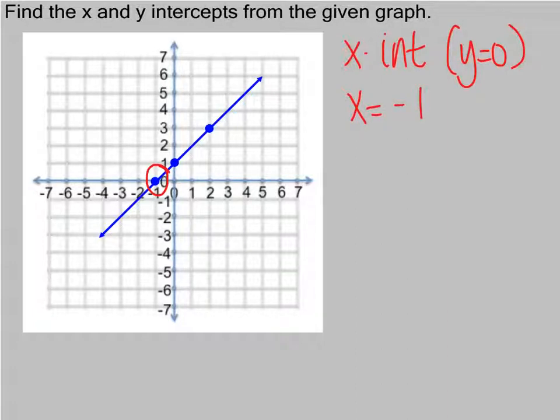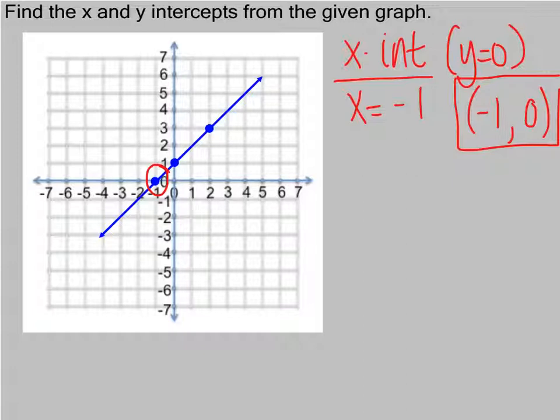Now you also want to get in the habit of writing that as an ordered pair. So fill in the two parts of an ordered pair that you know. An ordered pair is always made up x comma y. I know my x is -1. I know my y is 0. This gives me my ordered pair, and I have my x-intercept mapped out.